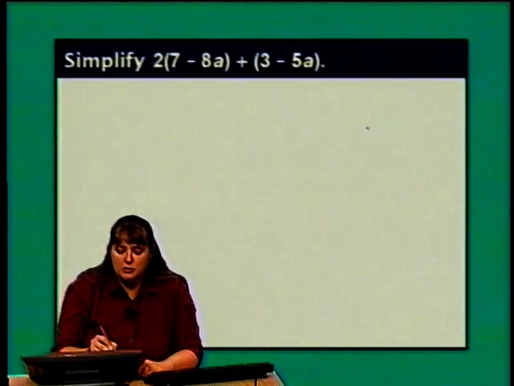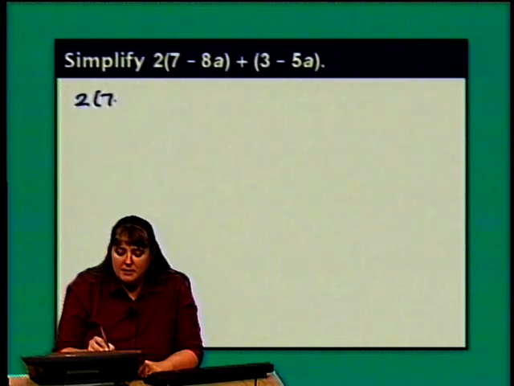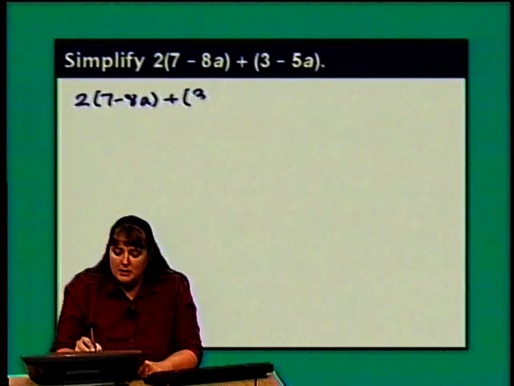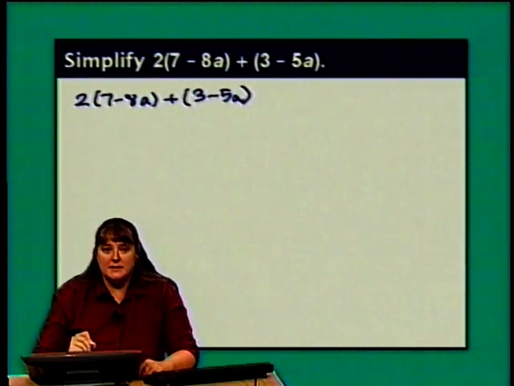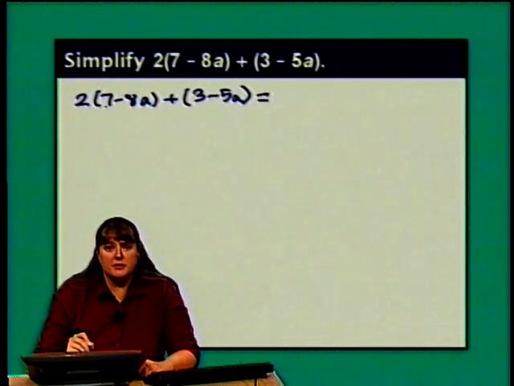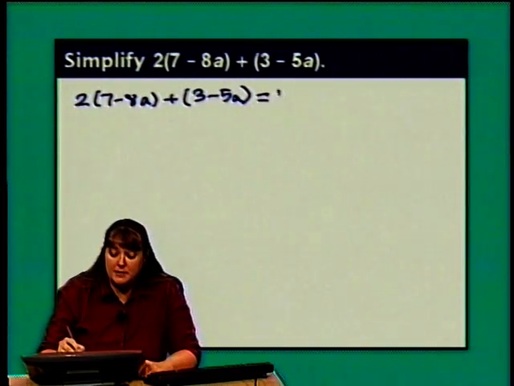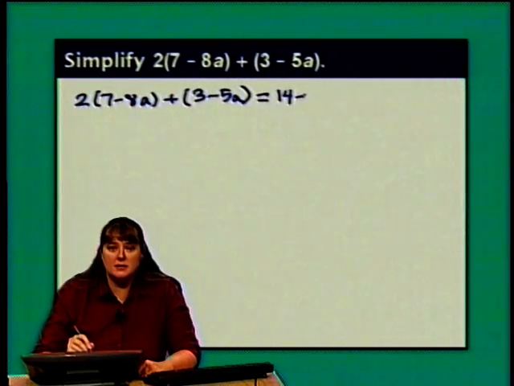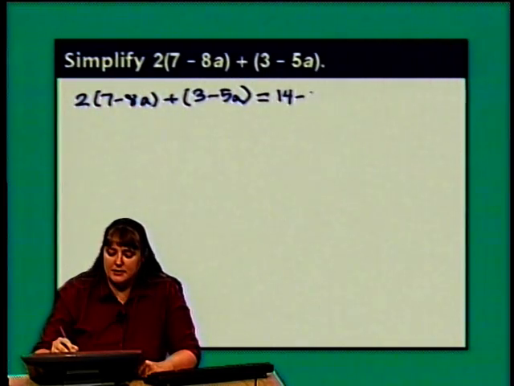Now let's try 2 times the quantity 7 minus 8a plus the quantity 3 minus 5a in parentheses. I'm going to distribute the 2 through the first set of parentheses. 2 times 7 is 14, minus 2 times 8a is 16a, so I have minus 16a.